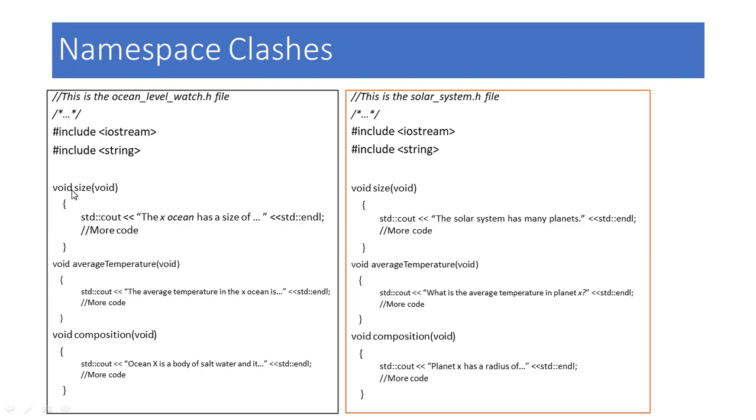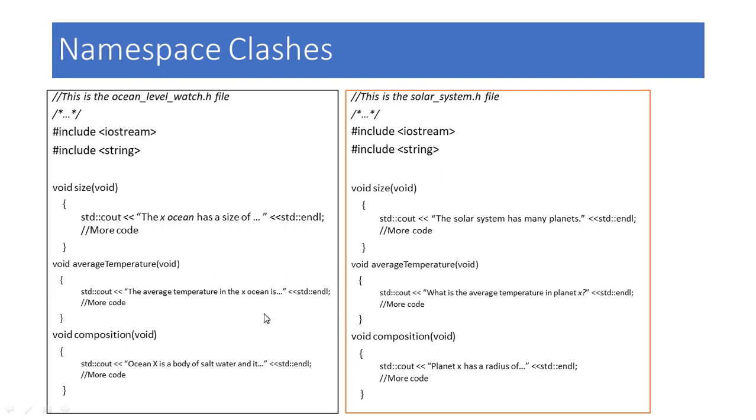This one here, void size, will show the ocean has a size of, while this one here, void size, will show the solar system has many planets. This one here, average temperature, will show the average temperature in ocean X, while this one here, average temperature, will show what is the average temperature in planet X. This one here, composition, will show ocean X is a body of salt water, and it goes on. And this one here, composition, we say planet X has a radius of, and it goes on.